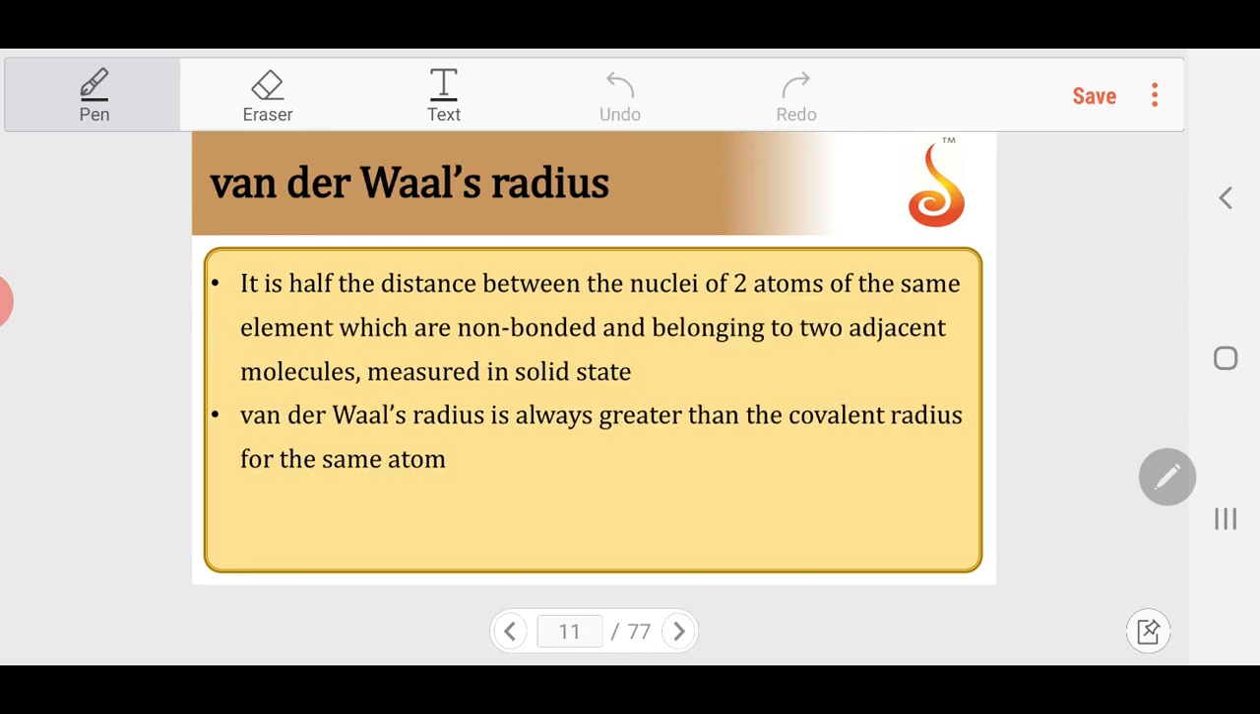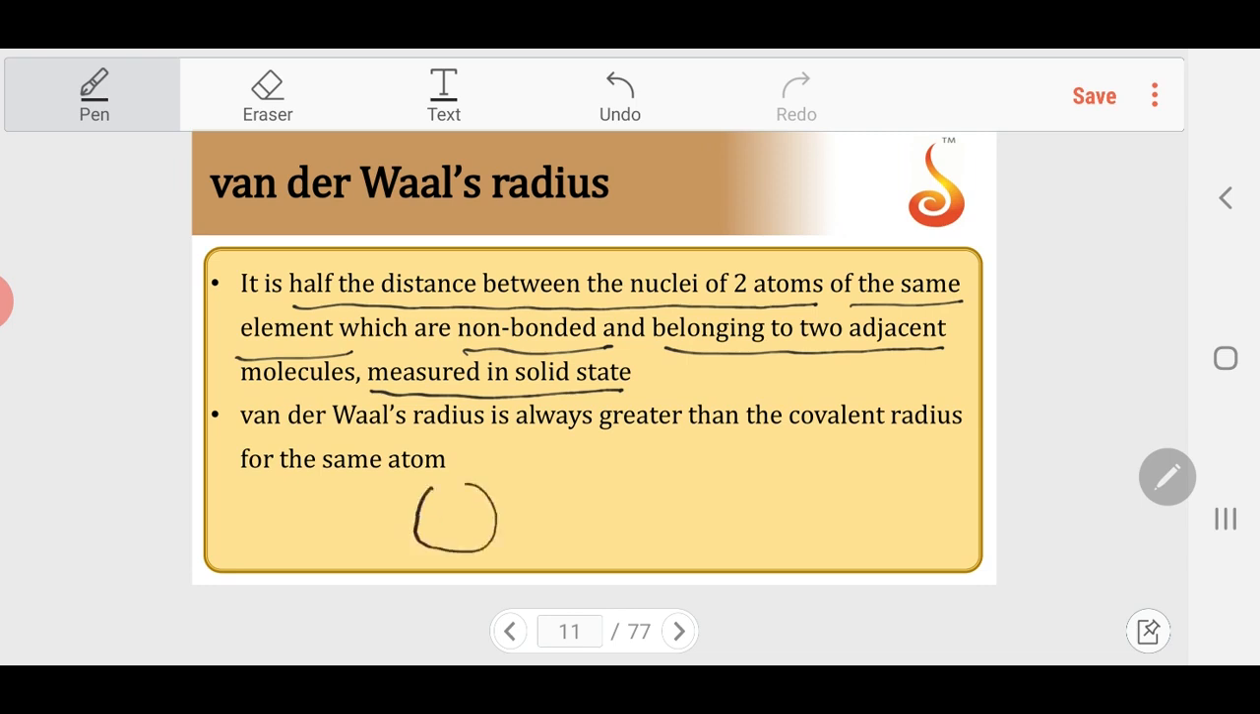On the other hand, van der Waals radius is half the distance between the two nuclei of atoms of the same element which are non-bonded and belong to adjacent molecules, and very importantly this distance is to be measured in solid state, because in liquid and gaseous state the molecules will be in movement. The adjacent atoms of different molecules we cannot measure accurately, it keeps changing. As a result, van der Waals radius is to be measured in solid state. Suppose I take the representation. So this is one molecule.